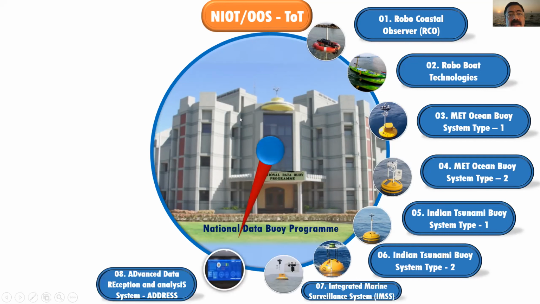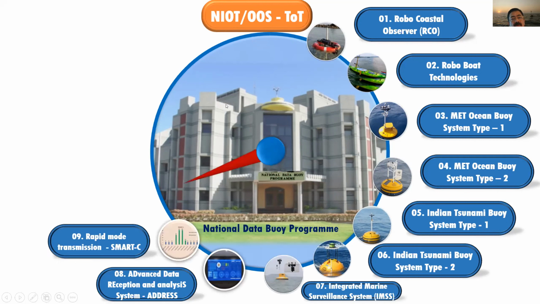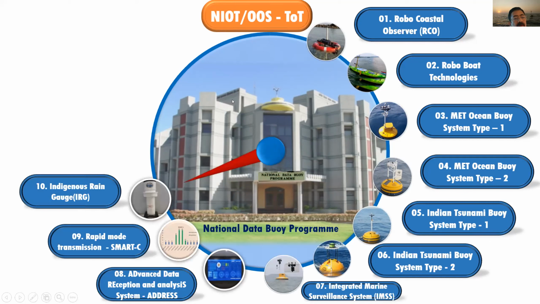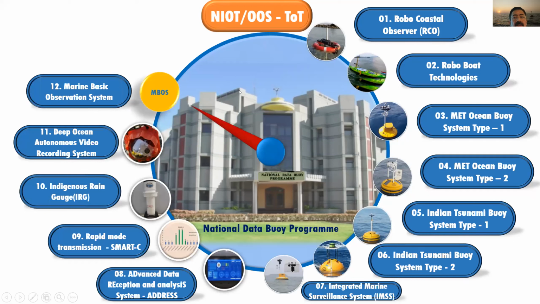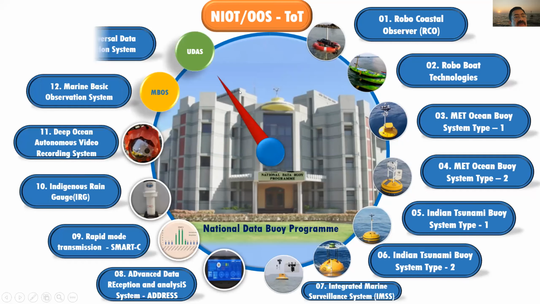Recently, L&T has taken the transfer of technology for 6 of the technologies we have developed, and we have also filed patents, and 2 of them are awarded. There are 4 more units for which we have started filing patents. That's the reason technology transfer has been delayed. Basically, we are talking about the basic observation system, which I told you, which can be incorporated on board the boat. There is also a deep ocean autonomous video recording system, of which we developed a low-cost version.